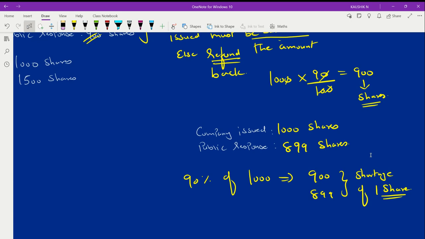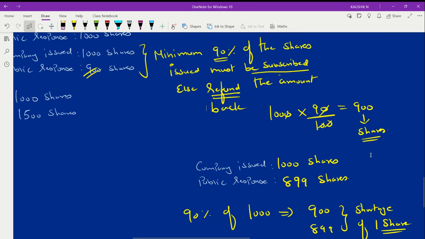Whenever you find any under subscription problem, check whether the issue has 90 percentage of the shares issued. So if the example is 10,000, then 9,000 shares must have been subscribed. According to the number of shares issued, in that 90% you calculated, you should have got that many shares as a subscription from the public. If not, you can refund the money back. Am I making it clear?